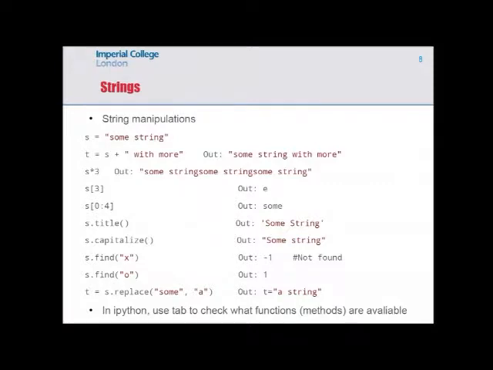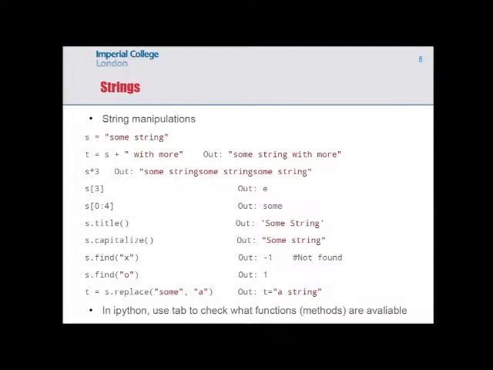and some. There's also a whole range of inbuilt methods associated with a string, which we can basically use to make changes to that string. So we can do s.title, which will convert a string to title case. We can capitalize, which capitalizes just the sentence. We can find particular characters, so x is not in the string, so it returns -1. If we ask it for something that is in the string, it will return the location of that particular character. We can also do things like replace particular parts of the string. So in this case, we're replacing some with A, and we get a new string.